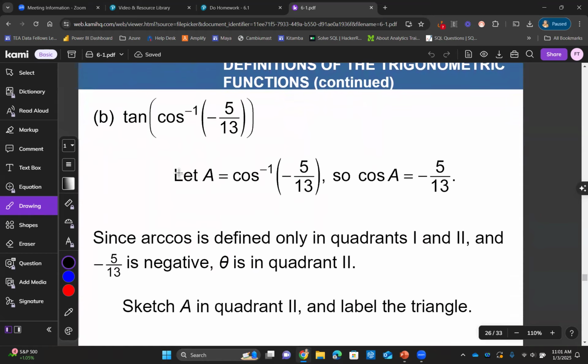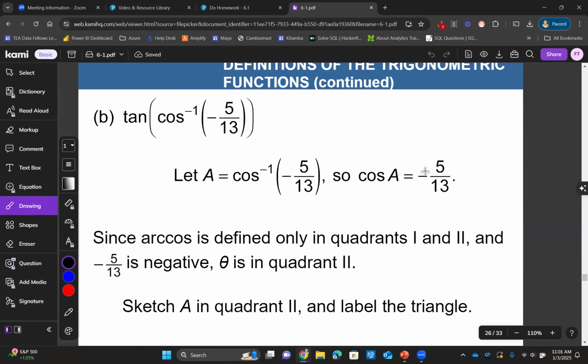Another super similar question. When we see this question, we are just going to take this inside part and label it as theta, or angle A. In this problem, they labeled this whole thing as angle A, and then they rewrite the equation as cosine of A is equal to negative 5 over 13. Then they start thinking about the quadrant for angle A.